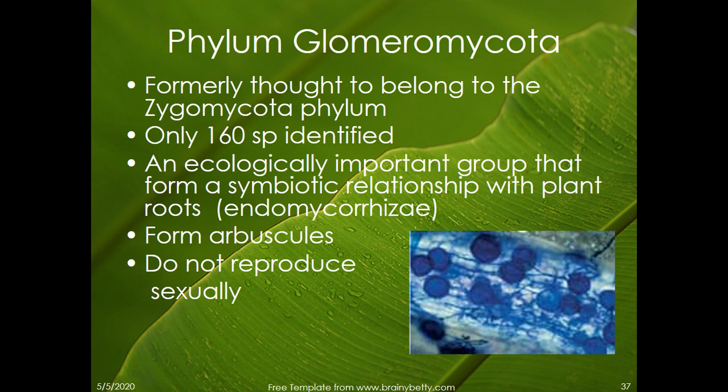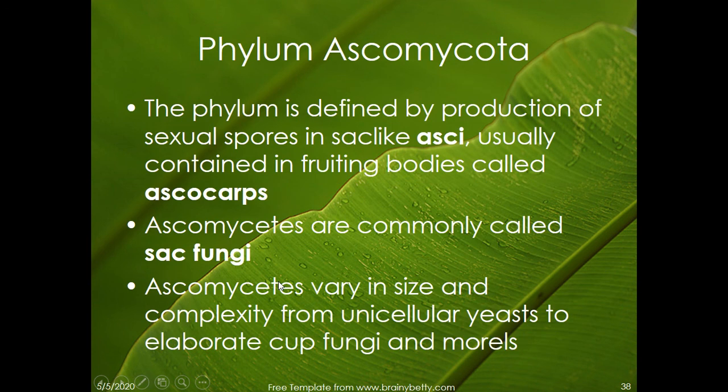Okay, the third phylum of fungi is phylum Glomeromycota. Glomeromycota have only 160 species, very few compared to the previous phylum, and they have an important group that forms a symbiotic relationship with plant roots. It's known as the endomycorrhizae. Okay, endomycorrhizae, they will form arbuscules. I will explain about this one later. And they do not reproduce sexually.